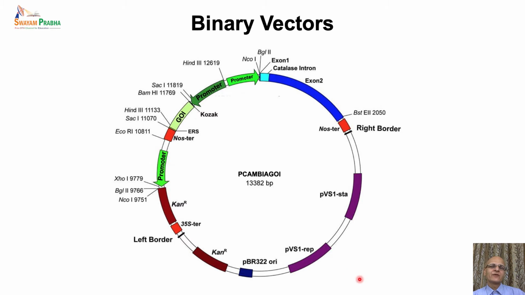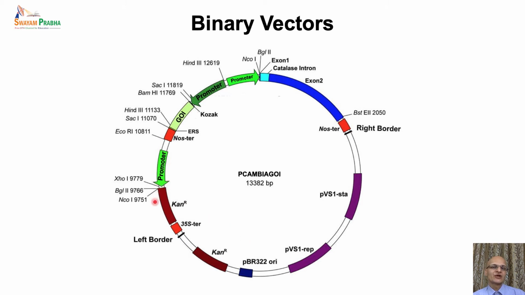This is an example of an actual tDNA binary vector, that is the pCambia GOI. Now this pCambia is a series of plant expression vectors where different kinds of promoters, terminators and other regulatory sequence combinations are there. So in this case, here is the left border, and from here till the right border, this whole segment is the tDNA. Here in this tDNA, we have 3 expression cassettes.